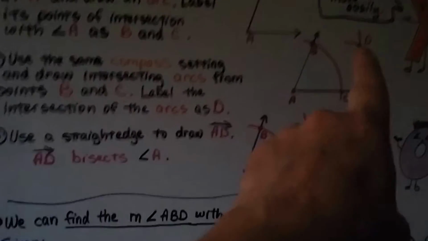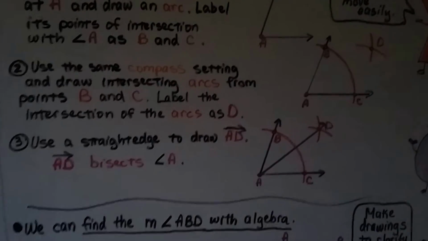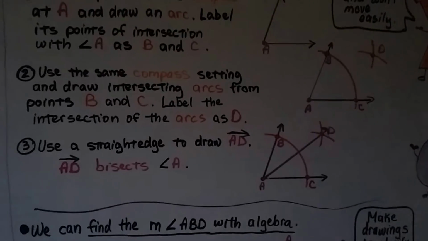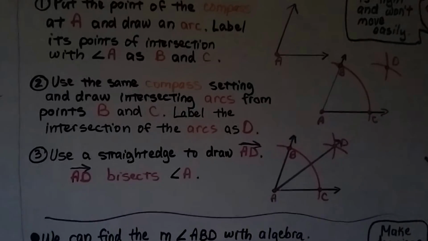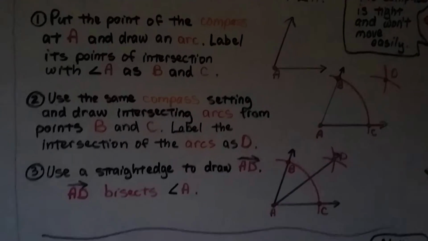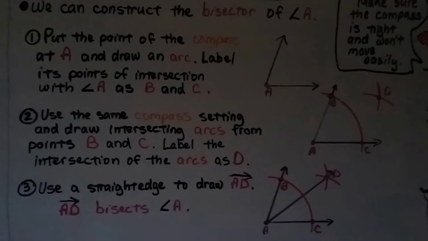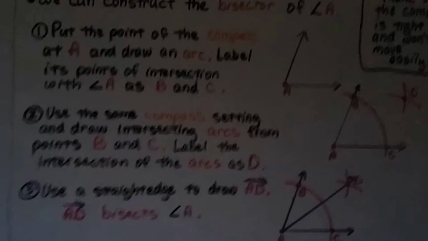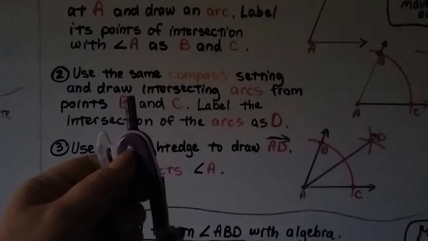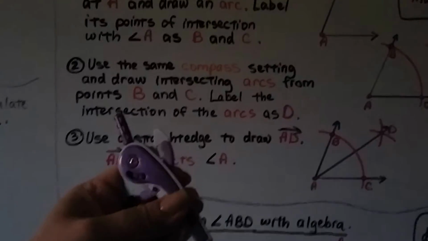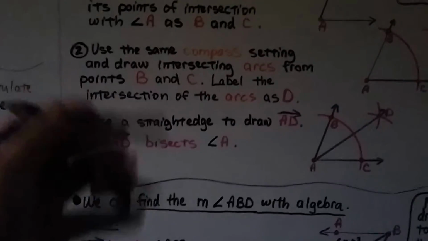And we can label that as D. We use a straight edge to draw ray AD, right down the middle, dead center. So ray AD bisects angle A. We just want to make sure the compass is tight and won't move easily. If you look at the compass, there's a screw right here. And if it's really loose, you can tighten that screw so that it doesn't move too easily. Okay, so you have more control.